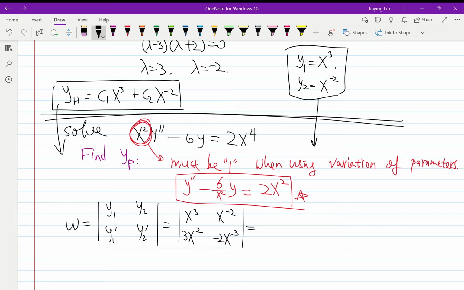And to find the determinant, if you remember, we multiply this diagonal first, then subtract the other diagonal. So that's x cubed times negative 2x to the negative 3, minus x to the negative 2 times 3x squared. That's negative 2 from here minus 3 from here, so negative 5. And all the x terms, when you multiply them, you get x to the 0, so it all becomes 1.